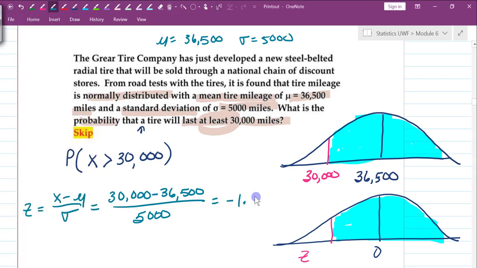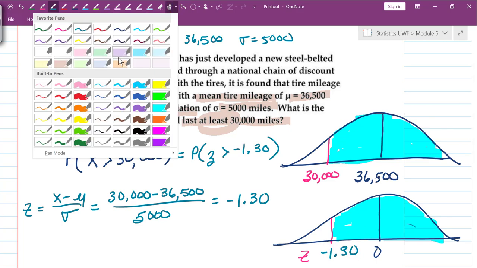So negative 1.3. So negative 1.30. And so in that case, that tells me that this is the exact same thing as saying what's the probability that z is greater than negative 1.30. That's really what's being asked. And I need to know how much area is highlighted in blue, and that's to the right of this negative 1.30. Well, remember, let me pick this color.